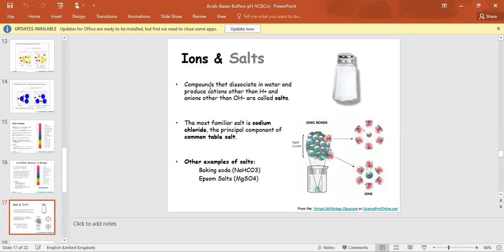Ions and salt. Compounds that dissociate in water and produce cations other than H plus and anions other than OH minus are called salts. The most familiar salt is sodium chloride, the principal component of common table salt. Other examples of salt: baking soda, NaHCO3, and Epsom salt, MgSO4.